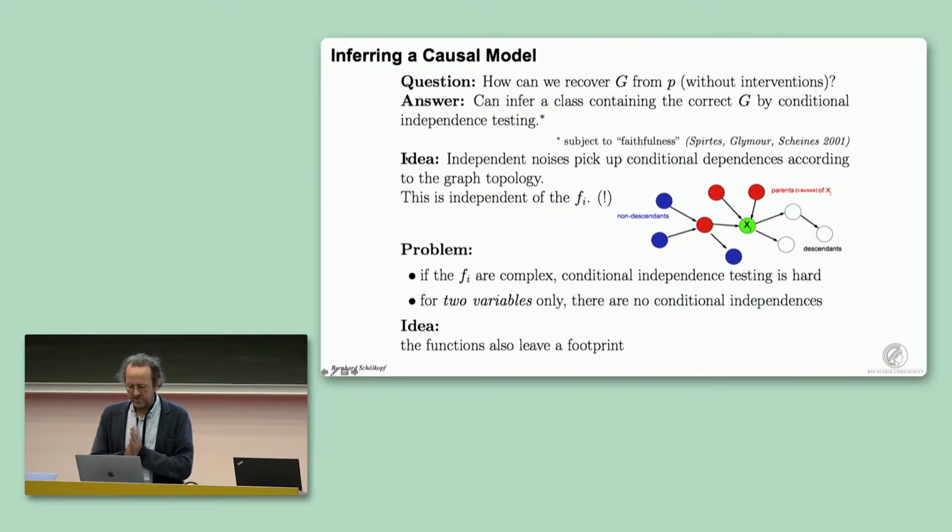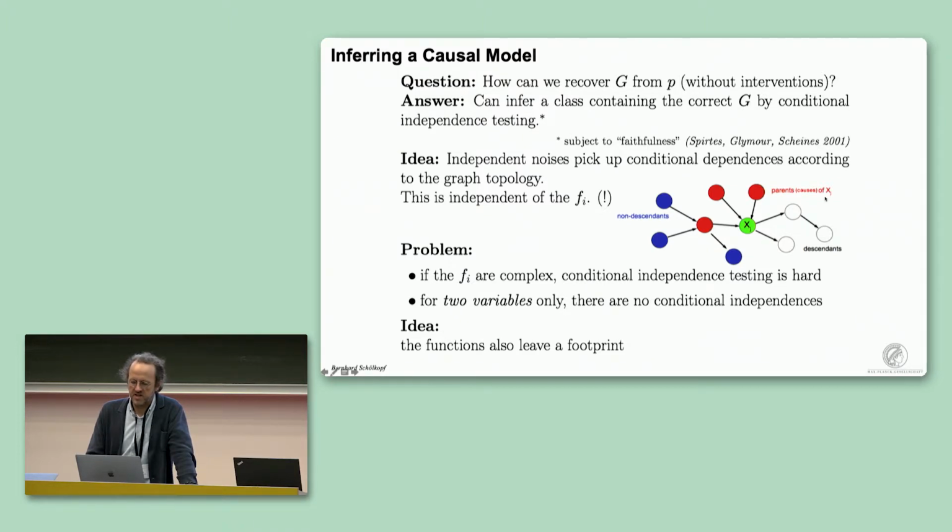And of course, one important question in causality is: when can we recover the graph from the joint distribution? Suppose we had infinite data from that joint distribution, but no interventions. We all know that if we do interventions, we can learn about causality, but what if we can just observe? What can we infer about the graph? While we usually cannot infer the graph, in the generic case we can at least infer a class containing the correct graph by conditional independence testing, subject to some assumptions.